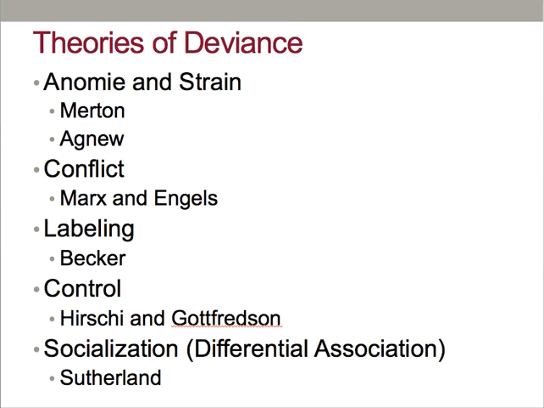Finally, learning or socialization theory, the main theory in this school of thought, is called differential association. It's associated with Edwin Sutherland, not Donald Sutherland. Please make sure it's Edwin Sutherland. And it's learning theory applied to crime and deviance. The basic idea is if you lie down with dogs, you will get up with fleas. If you hang out with gang members, you're more likely to become one. If you were raised in the mafia, chances are good you're going to be a button man.